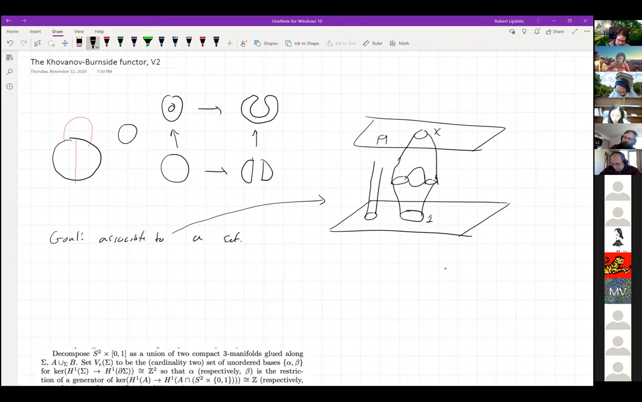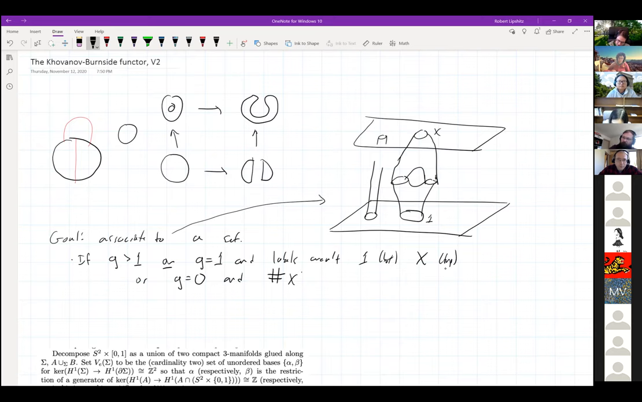If the genus of the cobordism is bigger than one, or the genus is equal to one and the labels aren't one at the bottom and X at the top, or the genus is equal to zero and the number of X's on the bottom plus the number of ones on the top is not equal to one, then the set is empty. So then I associate the empty set.